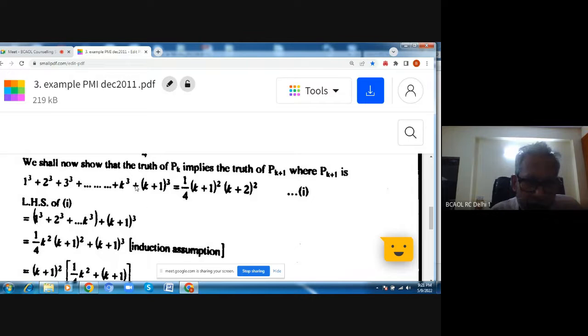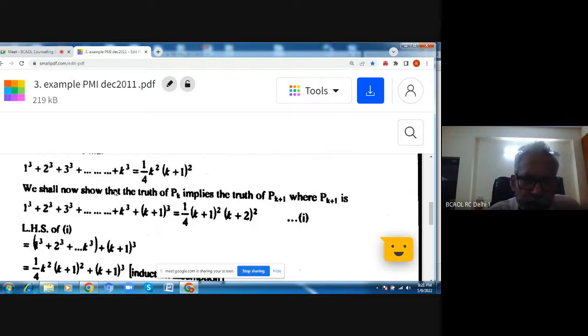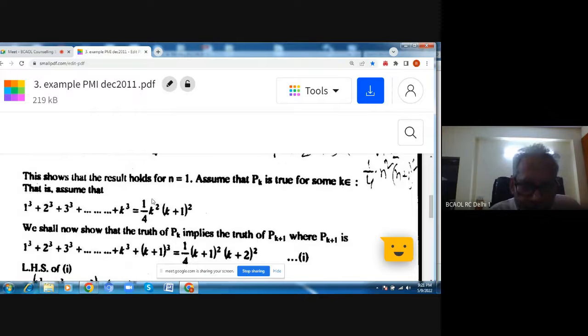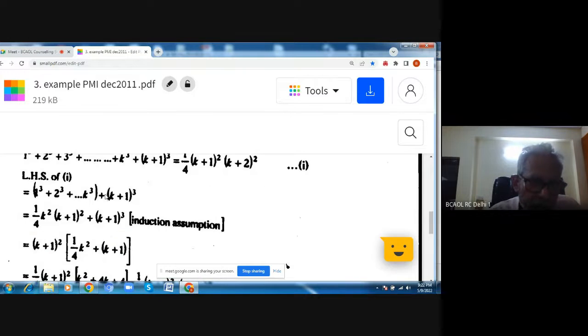Up to this result is there, up to this, what is the result? 1 by 4 k square k plus 1 square. The same thing you can write here. You write the same thing in the place where the bracket is put. And this is already there, this question is already there, done.